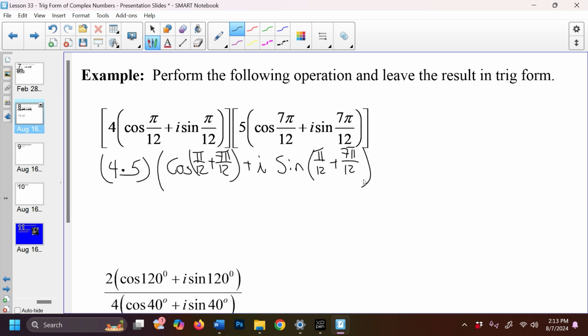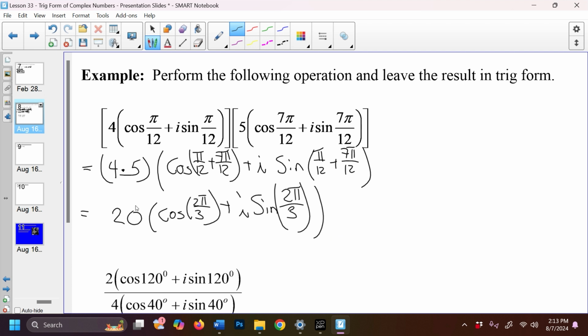And since the denominators are equal, that'll be easy to simplify. 4 times 5 is 20, and then I get 1 pi over 12 plus 7 pi over 12 gives me 8 pi over 12. And I can take a 4 out of both of those. So I'll have the cosine of 2 pi over 3 plus i sine of 2 pi over 3. And that is my answer.